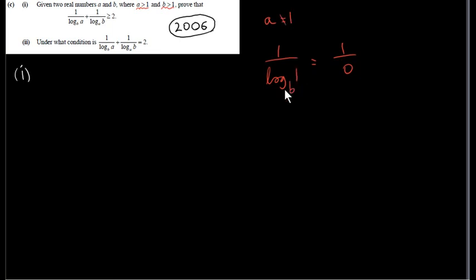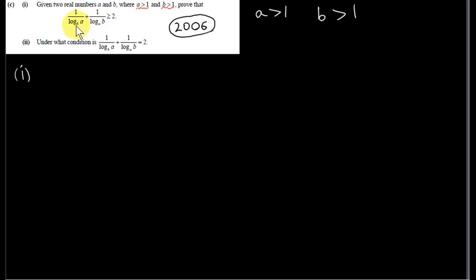Similarly, we can't have b equal to 1, because in the second term, if b is equal to 1, we have 1 over log to the base a of 1, and log to the base a of 1 is 0, and we can't have division by 0. So b can't equal 1 either. We're given some further information, that is a is greater than 1 and b is greater than 1. So it appears that a can't lie between 0 and 1 either. A and b can certainly not be negative, because we cannot get the log of a negative number if the base is positive.